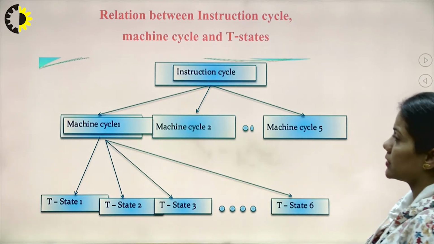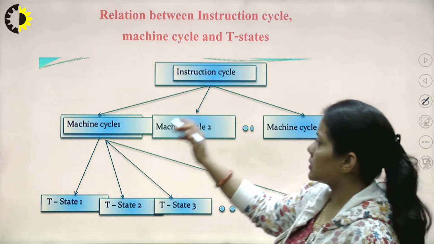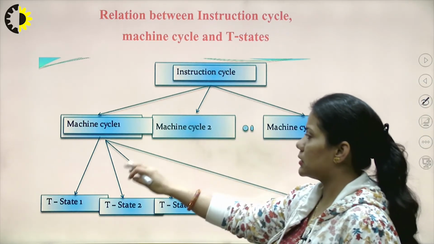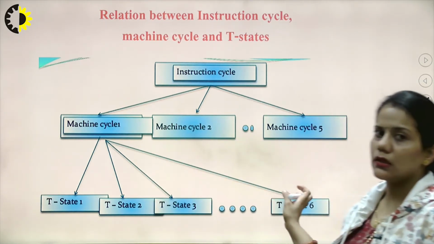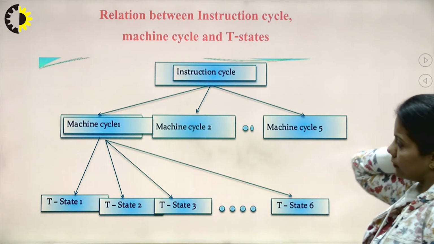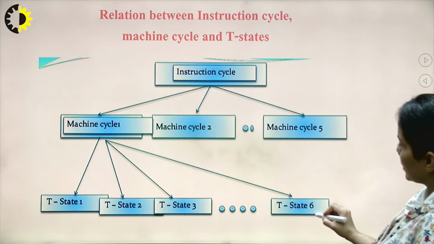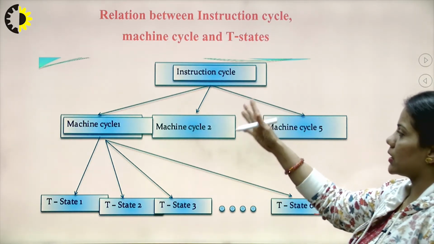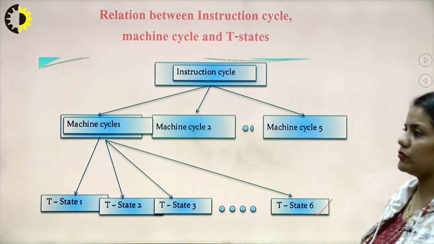Here we can understand this mechanism: an instruction cycle may comprise various machine cycles, and machine cycles in turn consist of various T states. With respect to the 8085, one machine cycle may comprise up to 6 T states, and an instruction cycle may comprise up to 5 machine cycles.